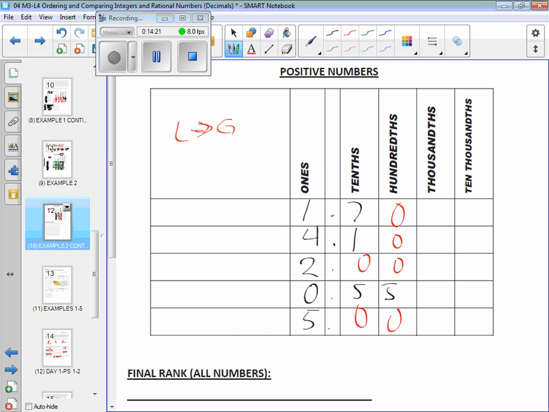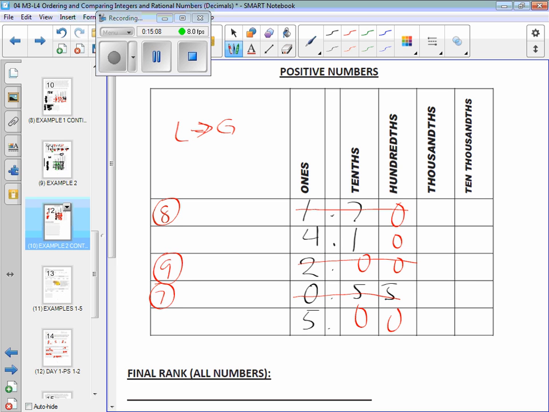So we look at the first column. What's the lowest? 5, 0, 2, 4, or 1? What's the lowest? 0. Since I left off with 6, what number should I put? This is now my 7th lowest. Cross it out. 1, 4, 2, or 5? Cross it out, and that's now number 8. 4, 2, 5. What's the lowest? 2. Cross it out. That gets a number 9.